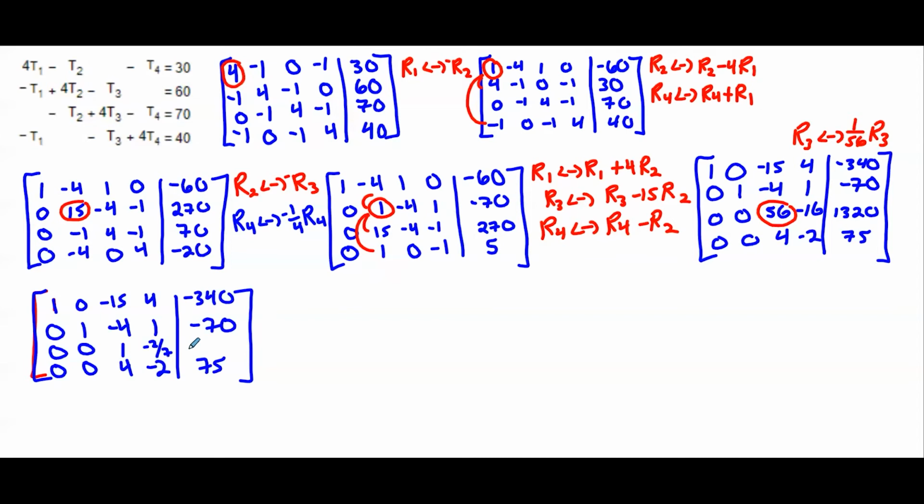1320 divided by 56 is 165 over 7. I did that in the calculator. So I got kind of a bad fraction there. So I've got this 1. I'm going to pivot and make all the other entries a 0.